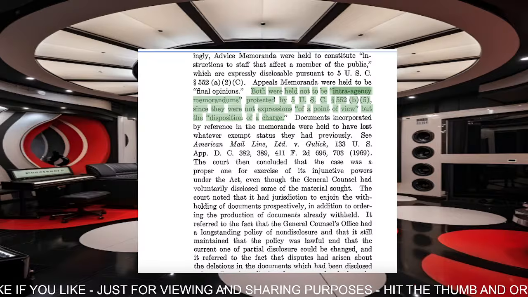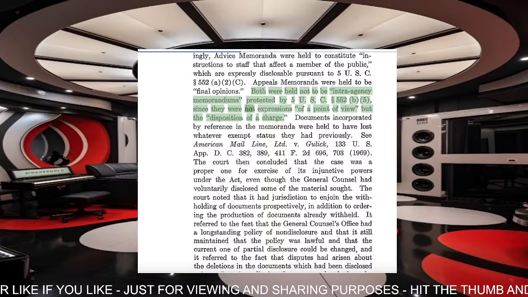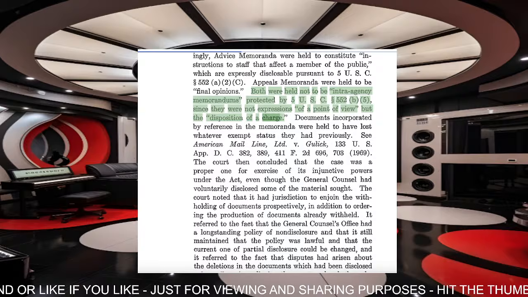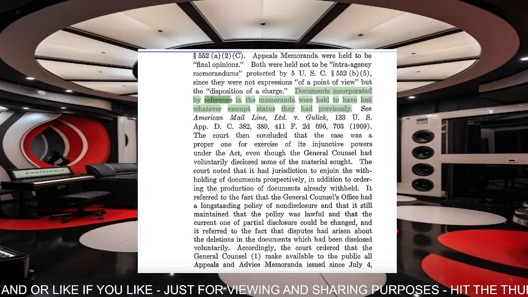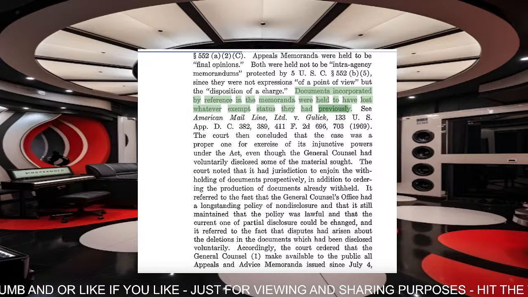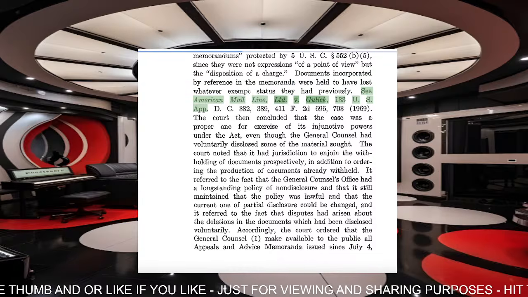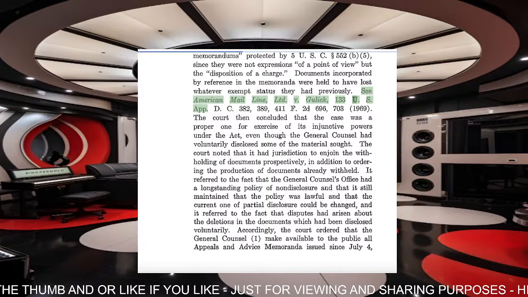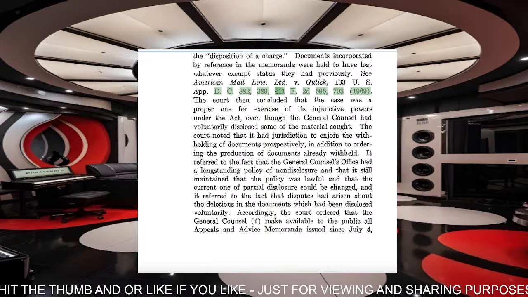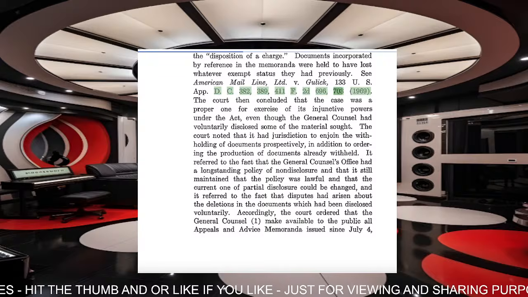Both were held not to be intra-agency memorandums protected by 5 U.S.C. 552, since they were not expressions of a point of view, but the disposition of a charge. Documents incorporated by reference in the memoranda were held to have lost whatever exempt status they had previously. See American Mail Line, Ltd. v. Gulick, 133 U.S. App. D.C. 382, 389, 411 F.2d 696, 703.